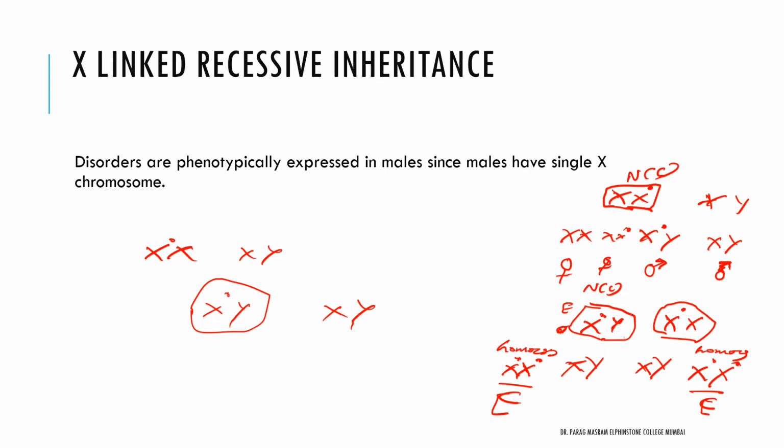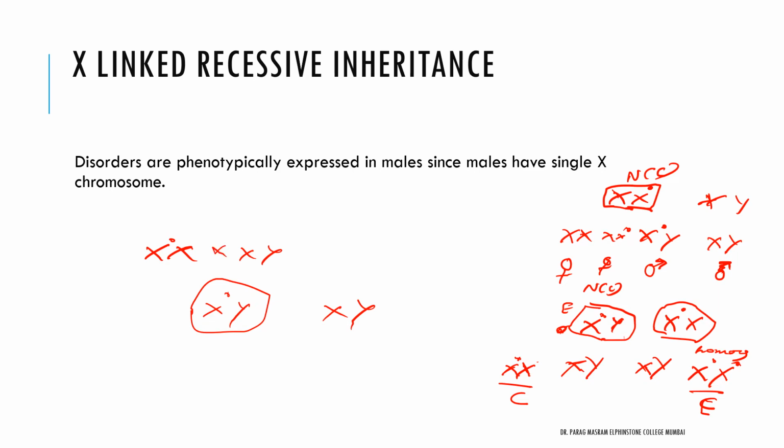In the generations here, if the daughter is a carrier, she won't express the character, and if she doesn't express the character, the character won't be visible. She will be a carrier. So what will happen if she mates with a normal male?